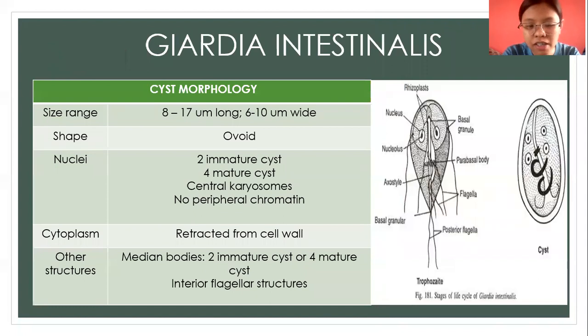And so for our cyst naman, morphology, 8 to 17 long to 6 to 10 wide. Shape niya is ovoid. So it has 2 immature cysts, then 4 mature cysts. Meron din siyang central karyosome and wala siyang peripheral chromatin. So retracted from cell wall. So other structures niya, sa median bodies, it has 2 immature cysts or 4 mature cysts, then interior flagellar structure. Tapos ito yung mga flagella, oh. Yan.